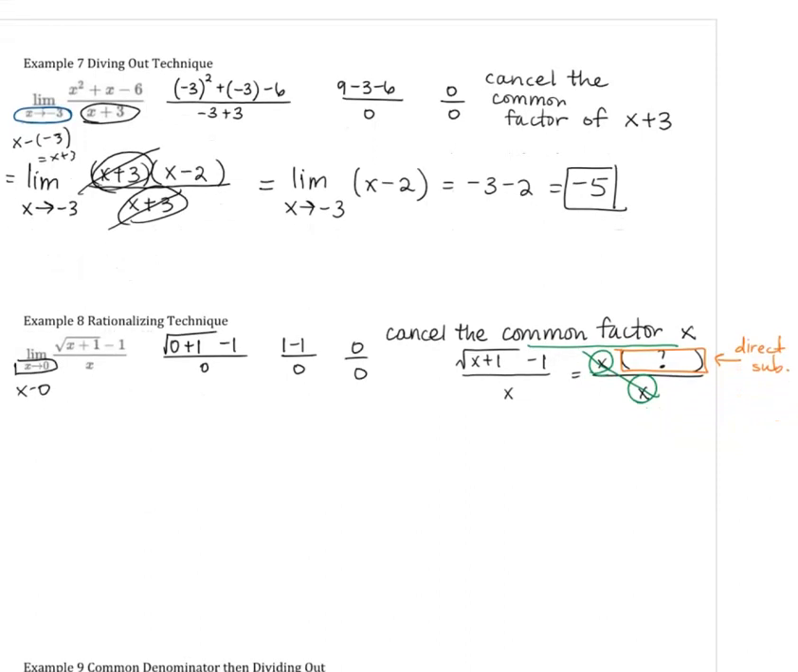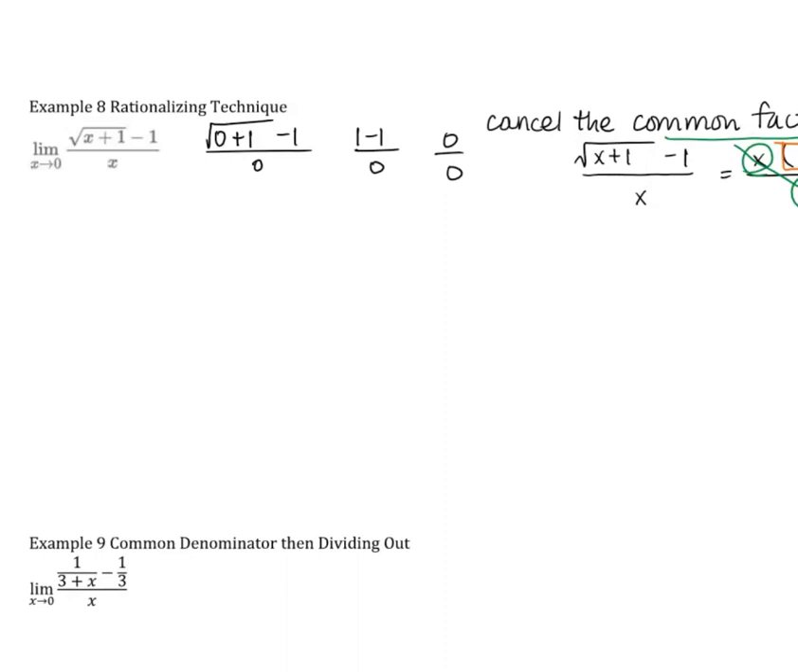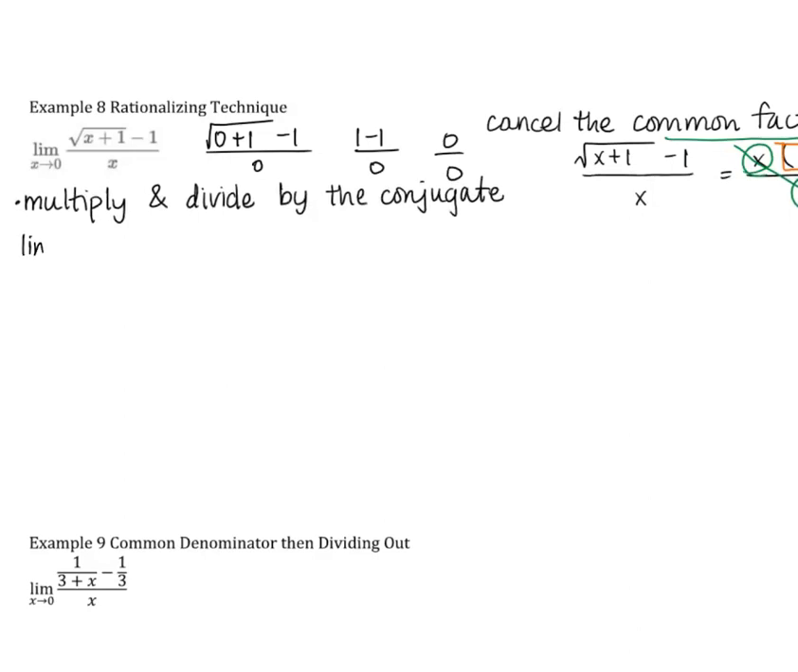This is a radical expression. To deal with that, we have a certain technique that we use, and that technique is called multiplying and dividing by the conjugate. Okay, so what does that mean? I'm going to start off with our limit.